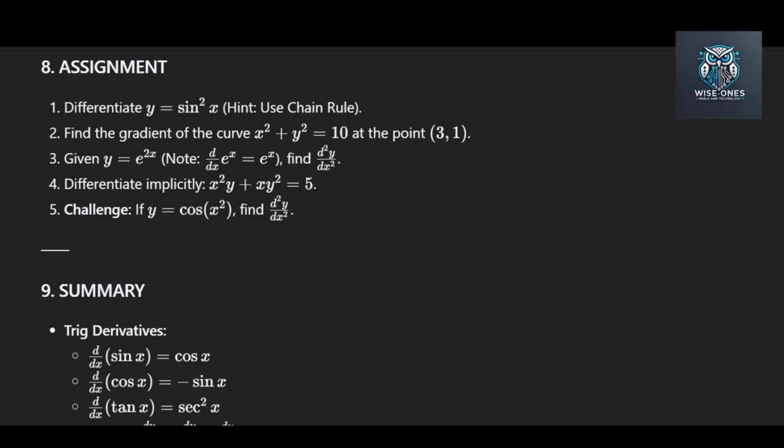Question 3. Given y equals e to the power of 2x. Note, the derivative of e to the power of x is e to the power of x. Find d squared y over dx squared. Question 4. Differentiate implicitly: x squared y plus xy squared equals 5. Question 5 is a challenge. If y equals cosine of (x squared), find d squared y over dx squared.